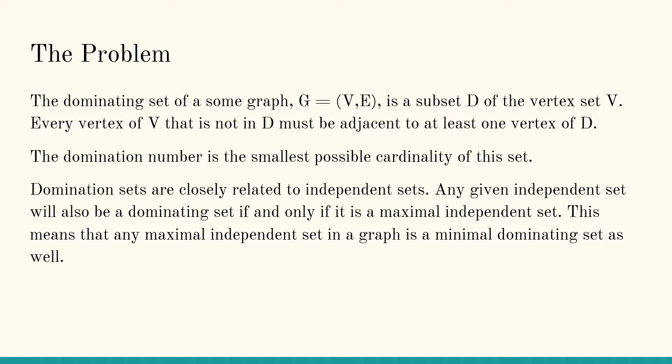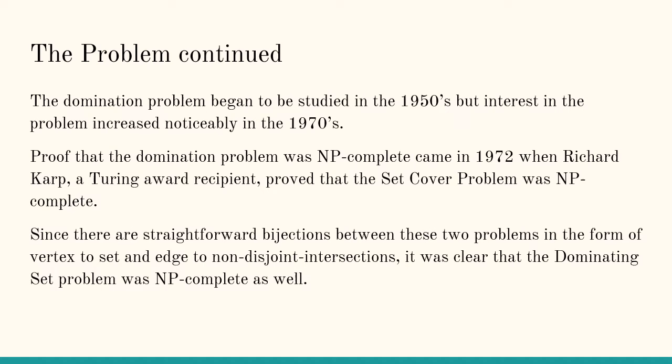Dominating sets are closely related to independent sets, and any given independent set will also be a dominating set if and only if it is a maximal independent set. This means that any maximal independent set in a graph is a minimal dominating set as well.